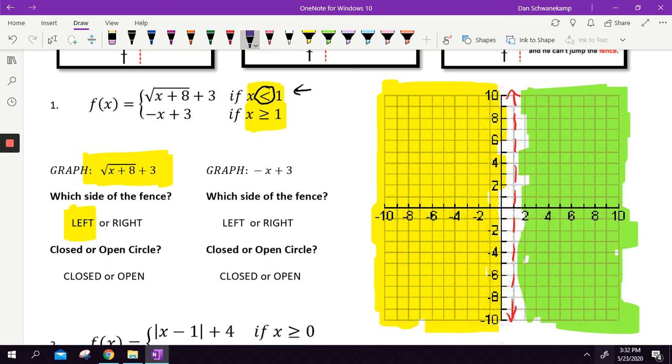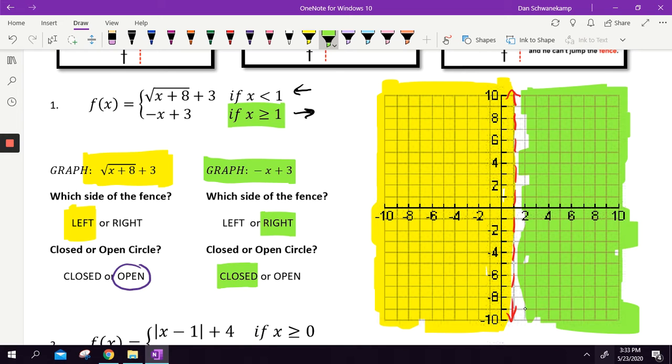Is it going to be an open or a closed circle? Well, it's not equal to. There is not an underline underneath. So if there's not an underline, I'm going to have an open circle on the fence, meaning I'm going to get right up to it, but I'm not going to include that value. So we're going to draw an open circle on the fence. Same thing on the green line here. When x is greater than 1, that means to the right of 1, so I'm graphing it on this side. I'm graphing this one to the right, and it's going to be a closed circle because it is equal to. Keep those things in mind.